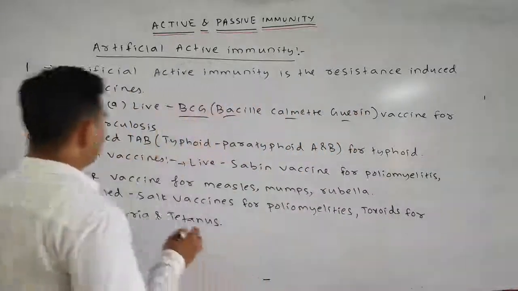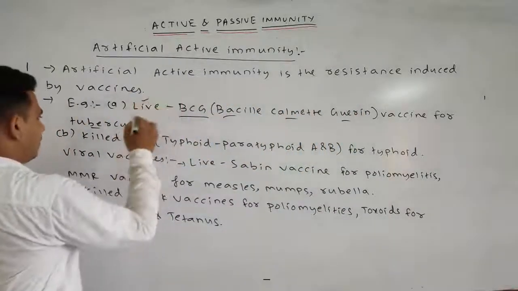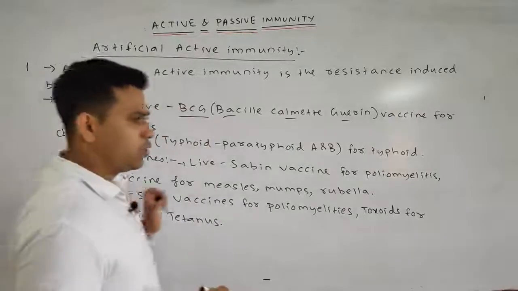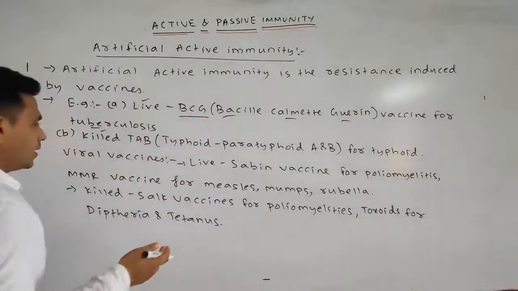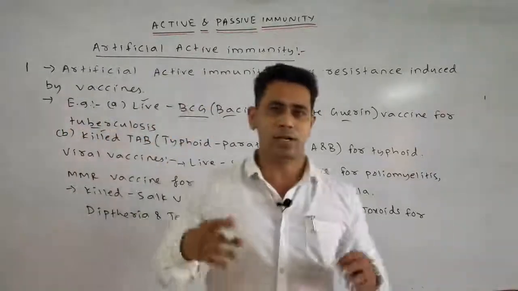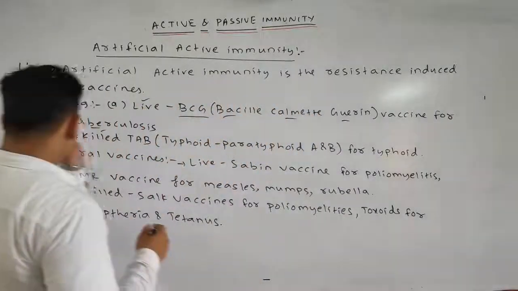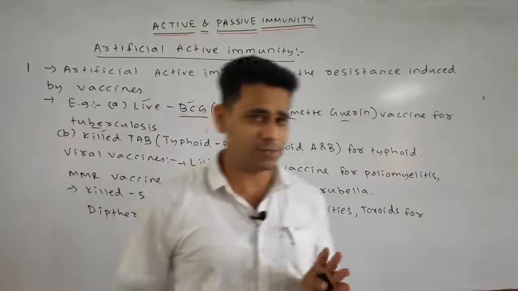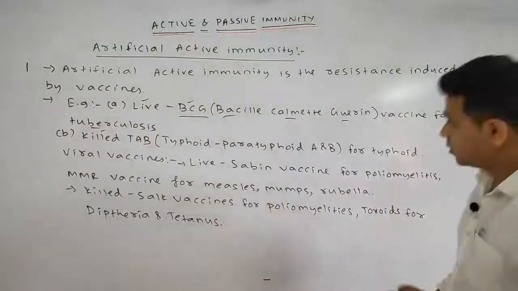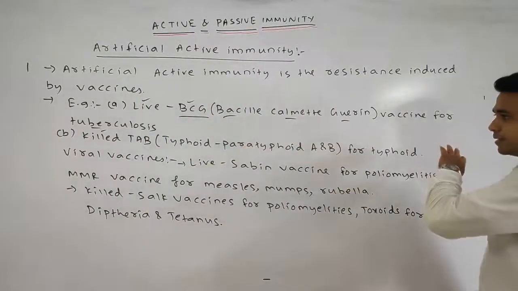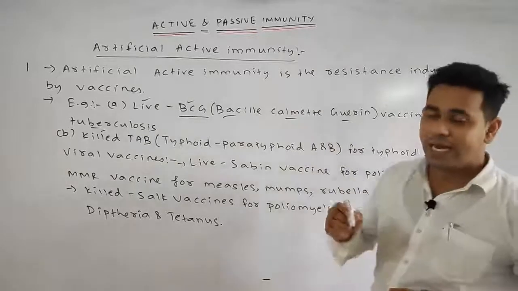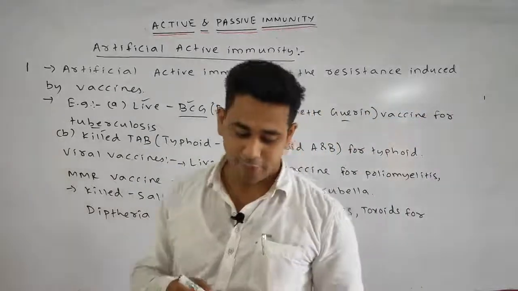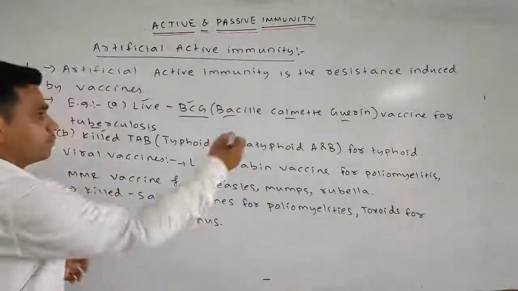Okay, so the vaccines can be used as the live vaccine or the killed vaccine, which we will study later, what the live vaccine is and what the killed vaccines are. The live vaccine is, for example, the live BCG vaccine, the Bacille Calmette-Guerin vaccine, for tuberculosis, and the killed TAB vaccine, or typhoid, paratyphoid A and B, for typhoid.